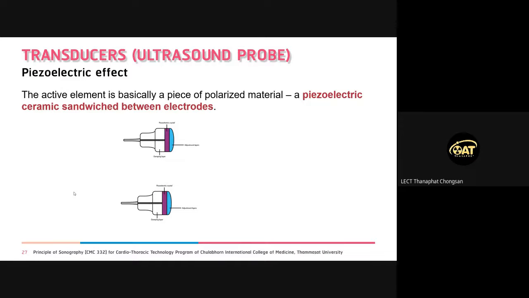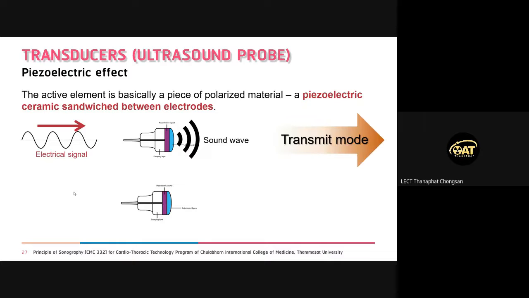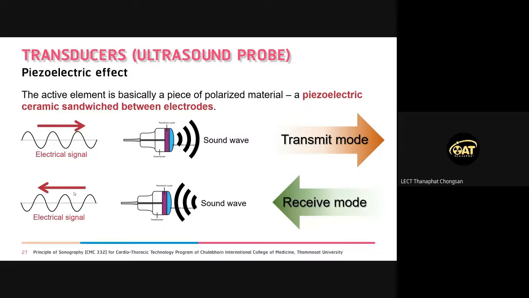Okay, this is our conclusion slide from the previous slide. First, an electric signal goes into the transducer probe, and the transducer probe creates sound wave. This is transmit mode. In the receive mode, the transducer probe receives sound wave and converts mechanical wave to electric signal, and it is converted to an ultrasound image displayed on the monitor of the ultrasound machine.